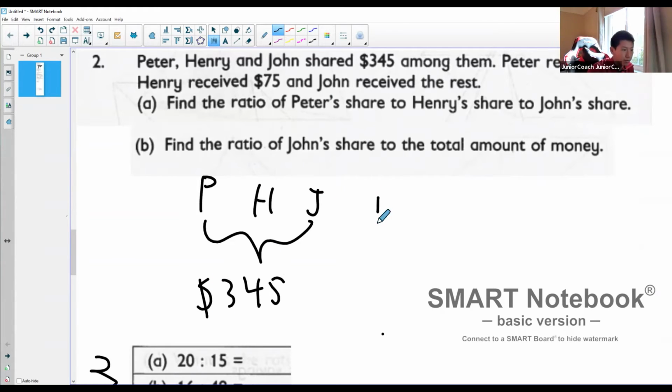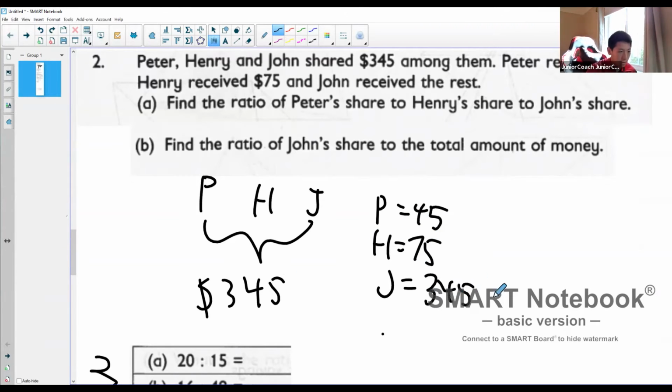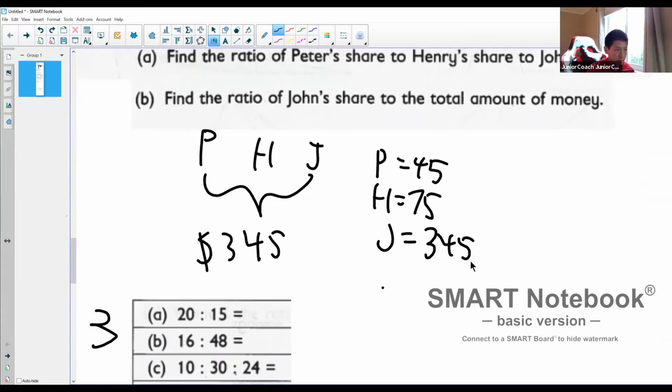Peter gets 45, Henry gets 75, and John gets everything else. So let's first solve how much did John get. Well, if we know they totaled 345, then, sorry, I'll move this back down a bit. Then if we subtract 45 plus 75, which is what everyone else got, we would have our answer.